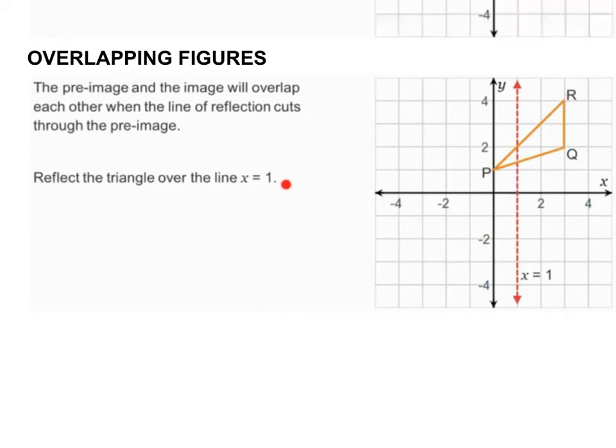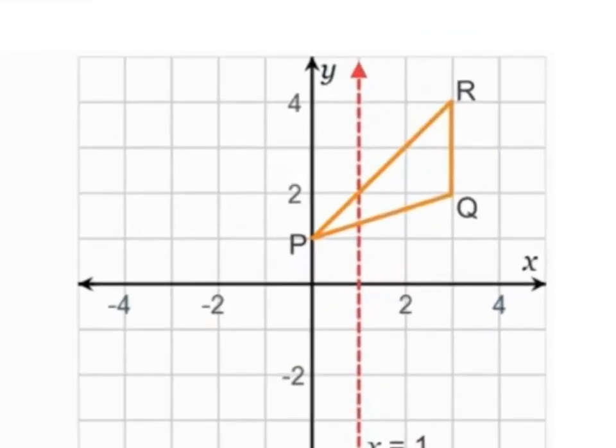So let's go ahead and reflect the triangle over this line, x equals 1, and we'll see what we get. Now, when I do that, I do the exact same thing that I did. I take each point on my preimage, so I'll start with point R. This is 2 units away from my line of reflection. I'm then going to go 2 units to the other side and plot my point R prime. Same thing with point Q. Point Q is 2 units away, so I'm going to then move 2 units to the other side and plot a point, and that's going to be Q prime.